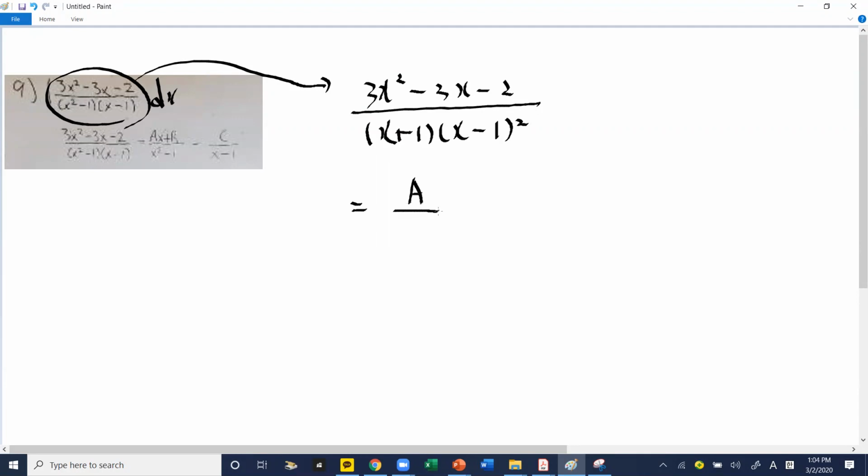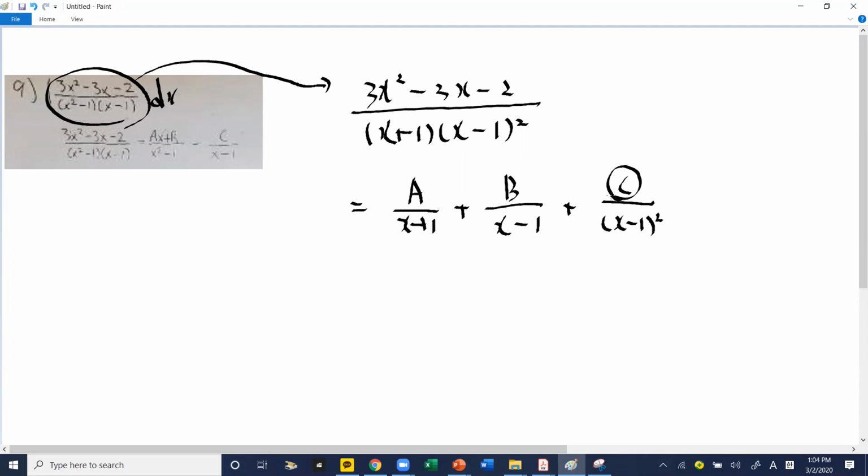A over x plus 1 plus B over x minus 1 plus C over x minus 1 squared. Even though the denominator is x minus 1 squared, in this case you can use just a constant C. That's the key point, okay? Right. Understand me? Yes.